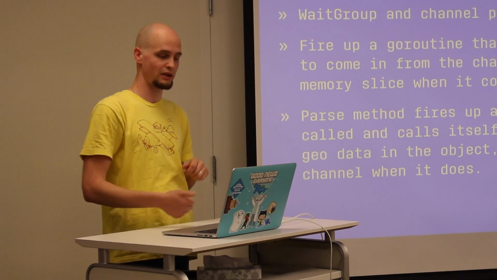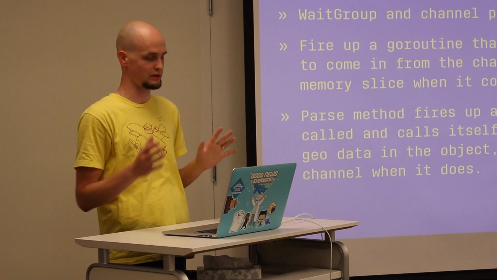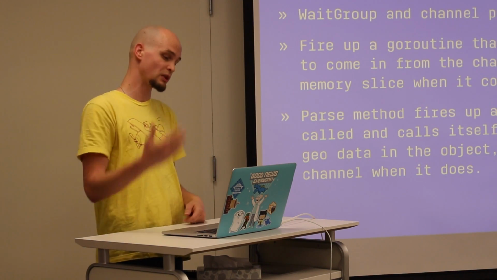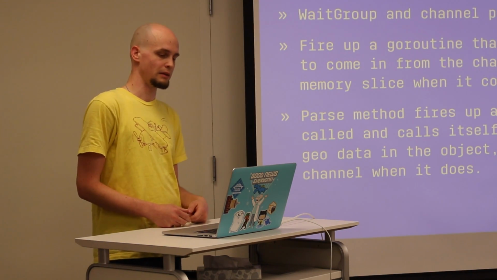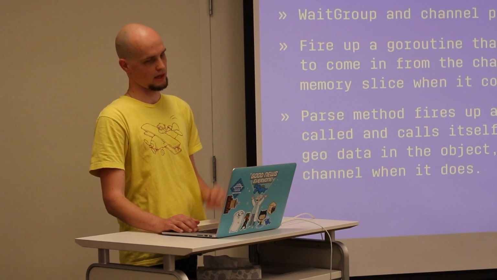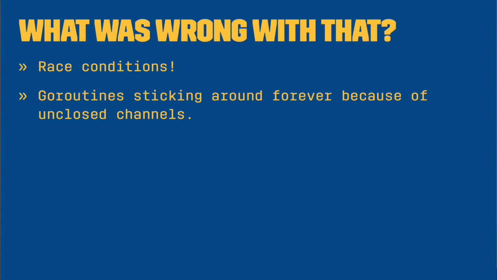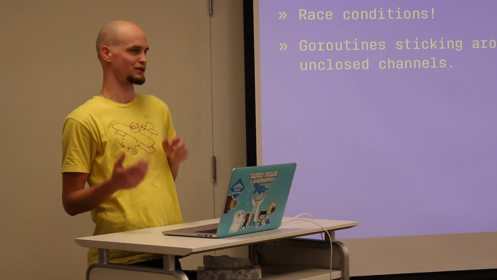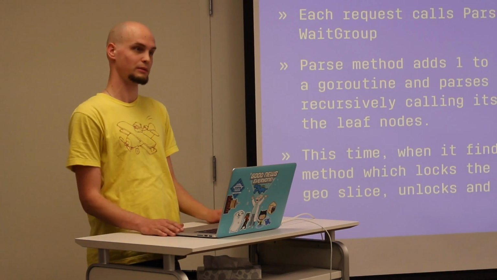then be added to an in-memory slice, and we fire up a bunch of go routines that were doing this all at once. That was because the parse method then goes through and recursively calls itself, searching for this geodata and sending any that it finds into the channel. And so we thought that that would work, and it ended up causing us a lot of race conditions and go routines sticking around forever because we couldn't track when to close the channel correctly. It just ended up being a lot more complicated than just doing a mutex. And so we abandoned it and put a mutex on it.